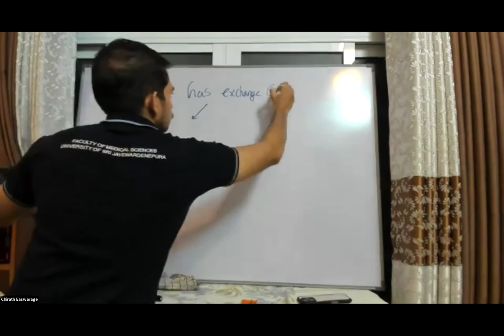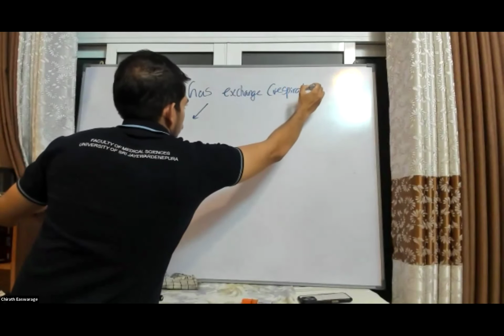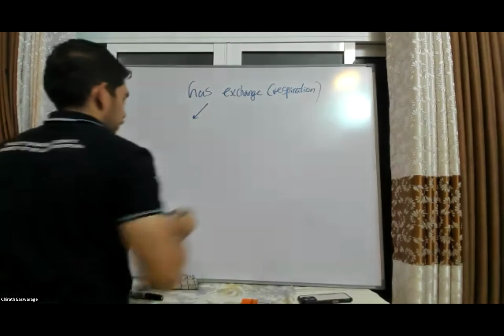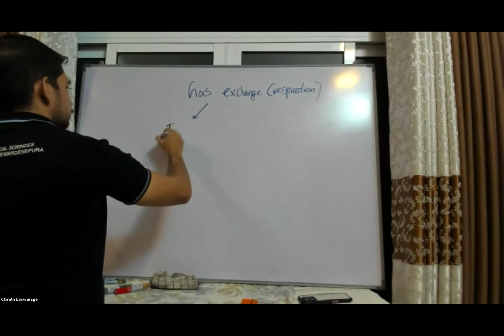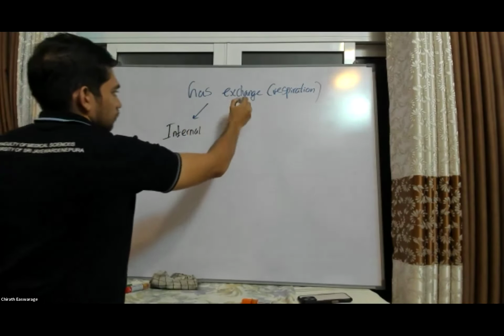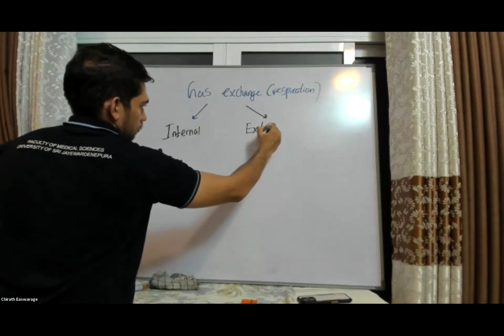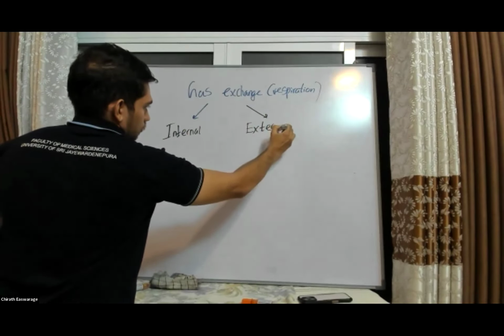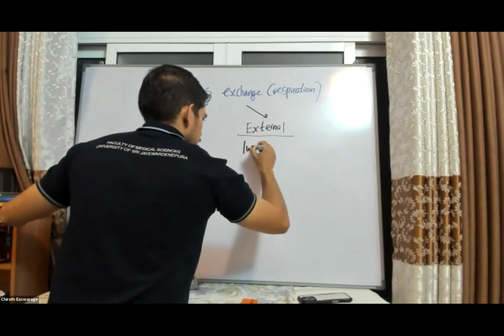We actually have two types of respiration. What are the two types of respiration we have? We have internal respiration and external respiration. Where does the external respiration happen? In the lungs.